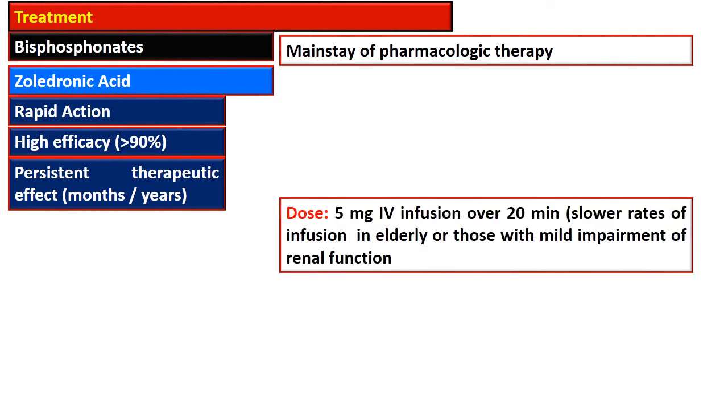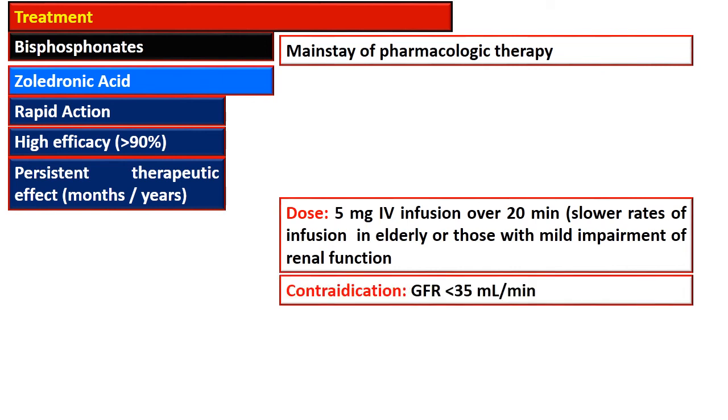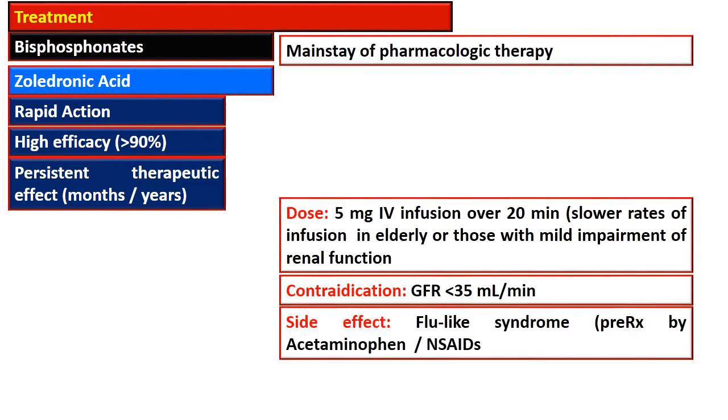The dose is 5 mg IV infusion over 20 minutes, but it is slower for elderly people and people with impairment of renal function. It is contraindicated if the glomerular filtration rate is less than 35 ml per minute. The side effect of zoledronic acid is flu-like syndrome, and it is controlled by pre-treatment with acetaminophen or NSAIDs.